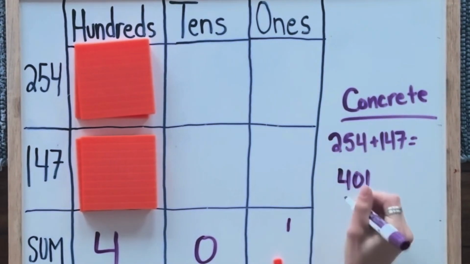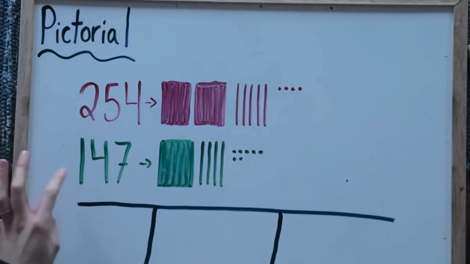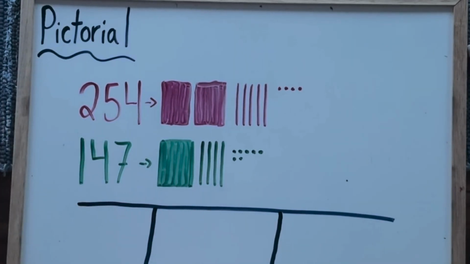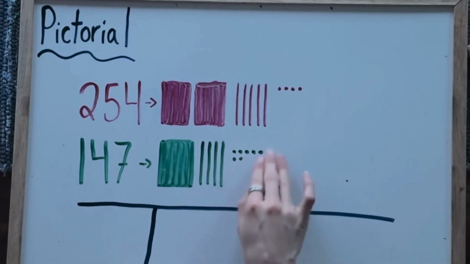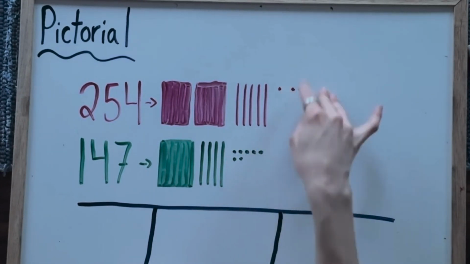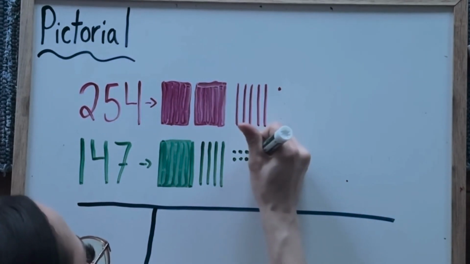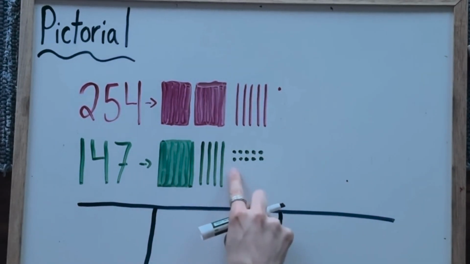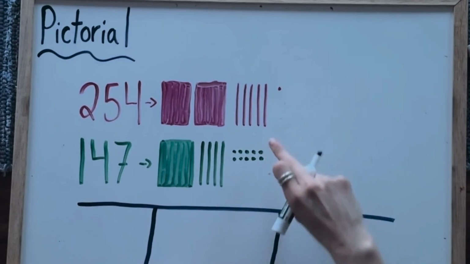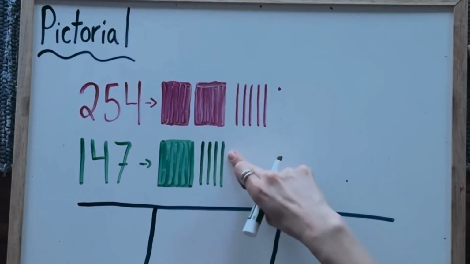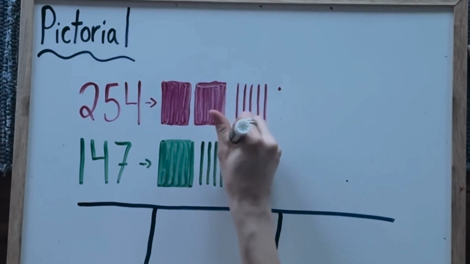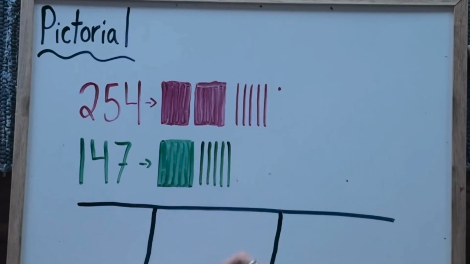I'm going to be solving 254 plus 147 using the pictorial method. So I can see here that I need 3 more units to make a complete set of 10. So I'm going to add 3 units from 254 to 147. So you can see here we have 10 units. So we can actually exchange those units for 1 rod. We have 1 remainder, so we are going to just write 1 in the ones place.